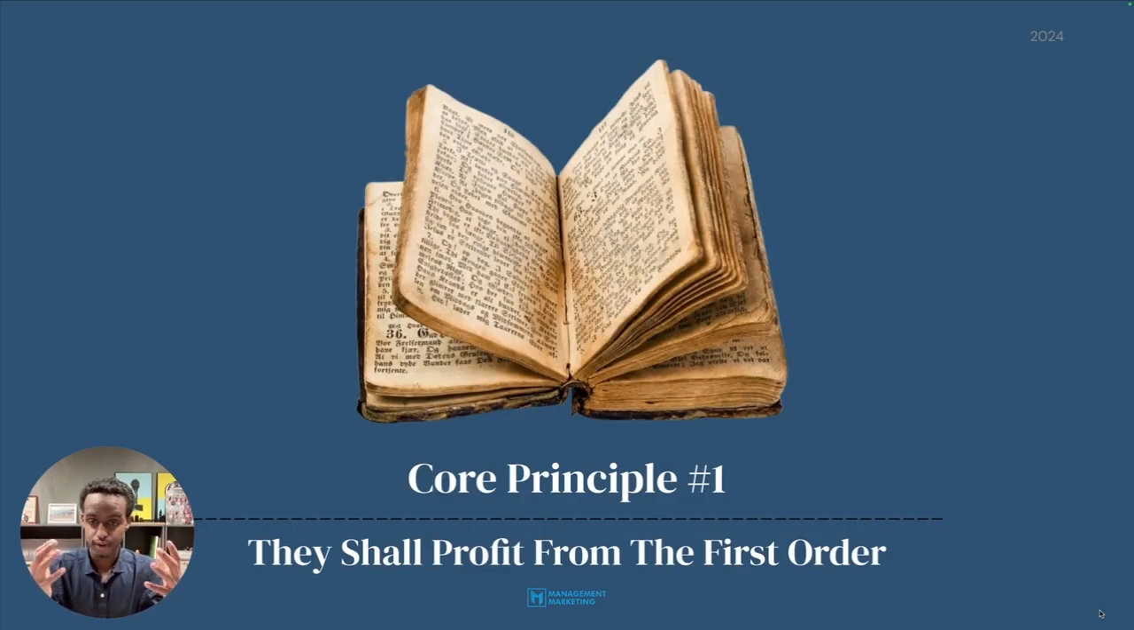And the core principle that you can find from Breakthrough Advertising is that you, as an advertiser, shall profit from the first order. Don't use lifetime value as an excuse. Achieve front-end profitability, which essentially also is going to give you an easier time to reach escape velocity.